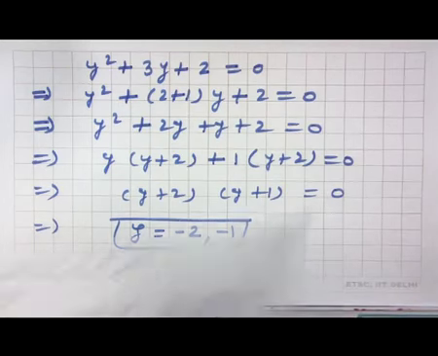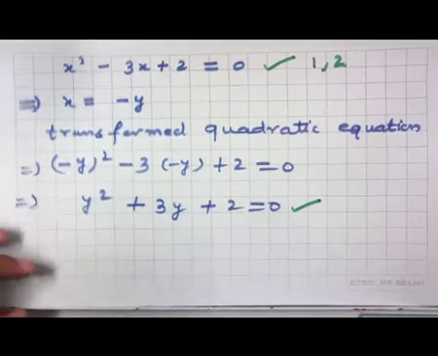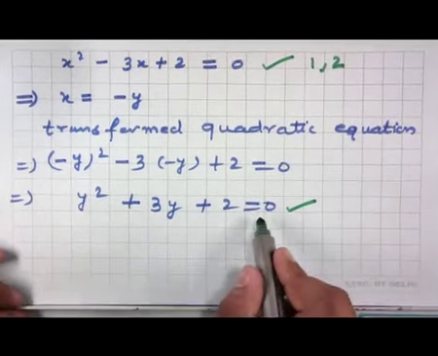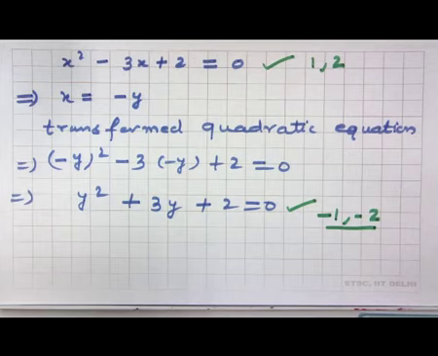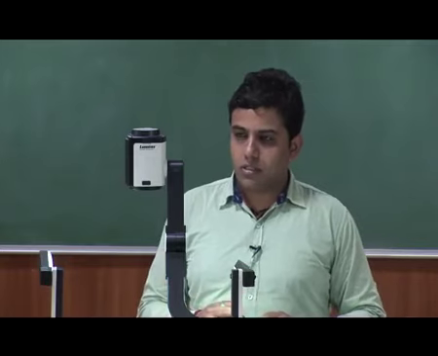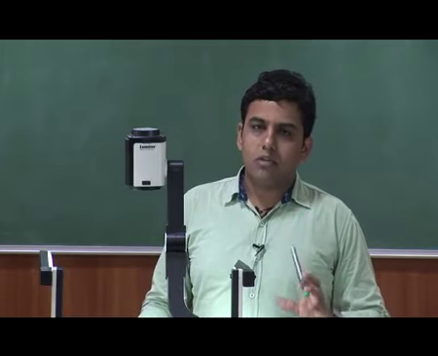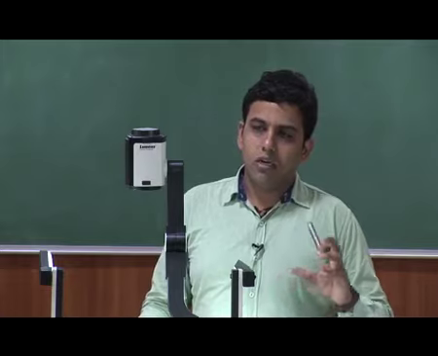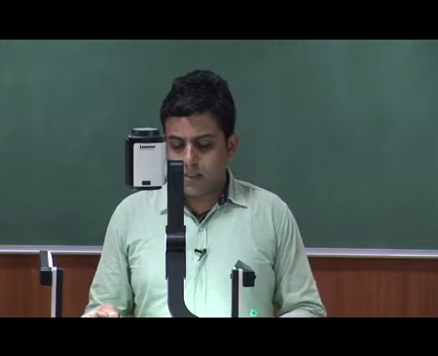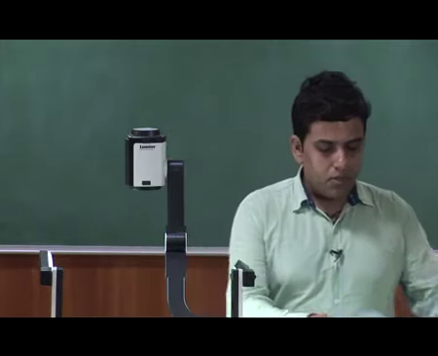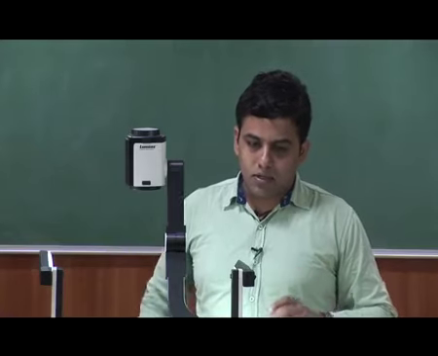Now, the roots of the first quadratic equation are 1 and 2, and the roots of this transformed quadratic equation are minus 1 and minus 2, which are negative of the first quadratic equation. So, we can say that we can find the quadratic equation whose roots are negative of the given quadratic equation. Now, we will discuss the transformed equation whose roots are square of the given quadratic equation.